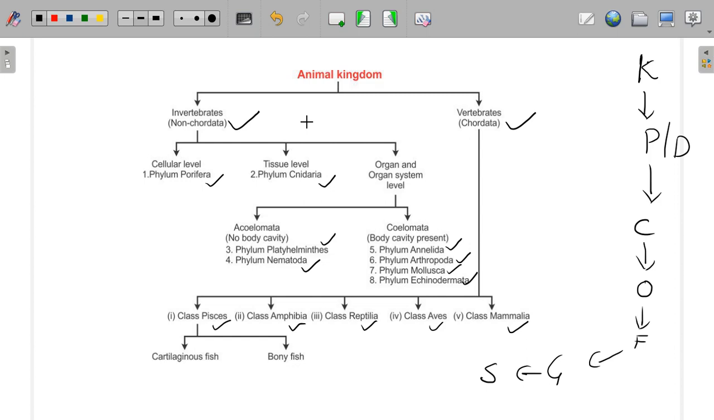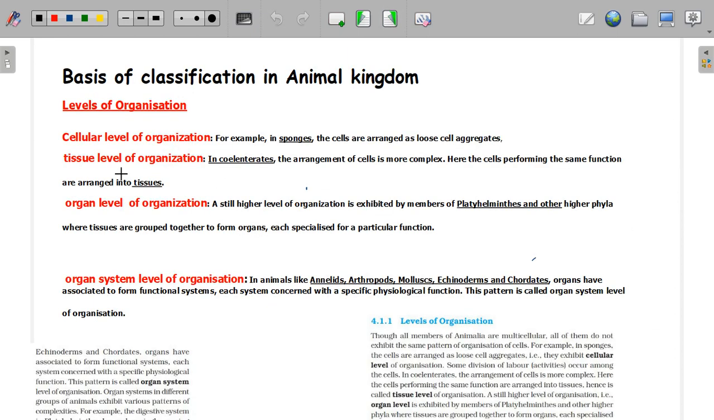Let's move to the characteristics that are used, or the basis of classification, which depends on a number of characteristics. Let's see what are those. Basically, animal kingdom is classified based on levels of organization. You already know that there are levels of organization. Cells become tissues, tissues become organs, organs become organ systems, a number of organ systems to be included in a single body called an organism, right?